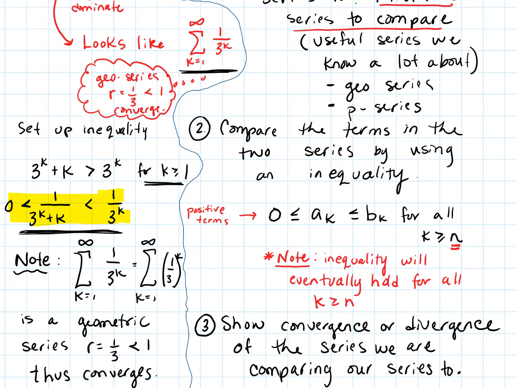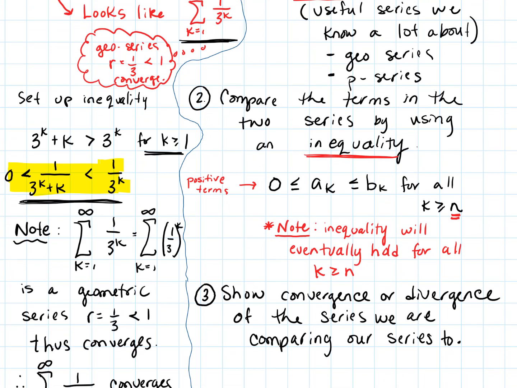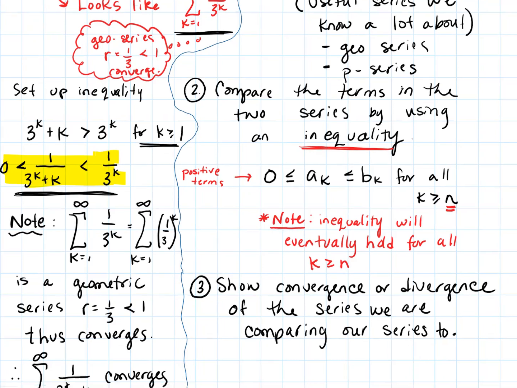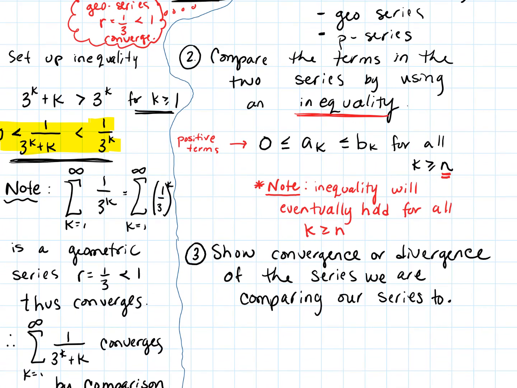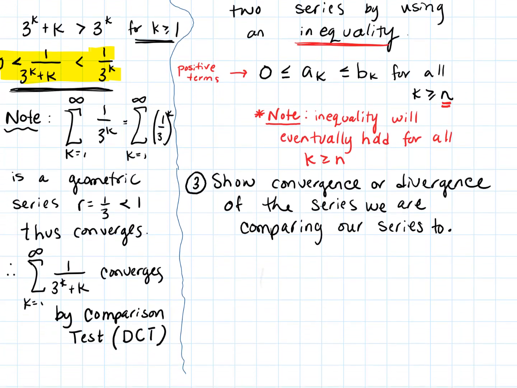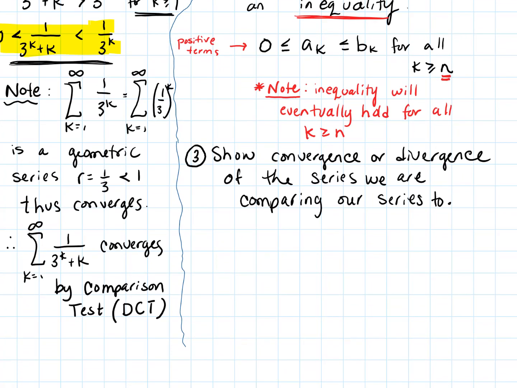Let's underline that. So you get your inequality set up. It has to be in the proper form. If you're trying to show a convergence, you have to show that your series is less than a converging series. If you want to show a divergence, you have to show that your series is actually greater than a diverging series. And then you show the convergence or divergence of the series you want to compare to.